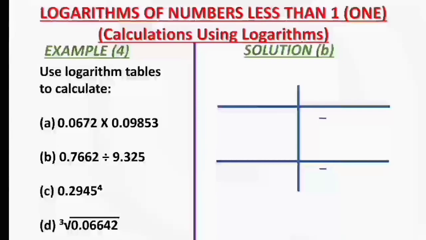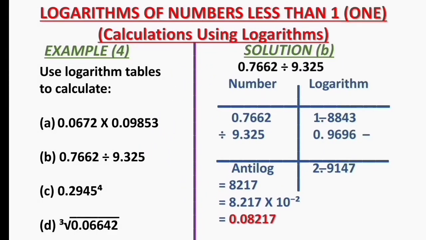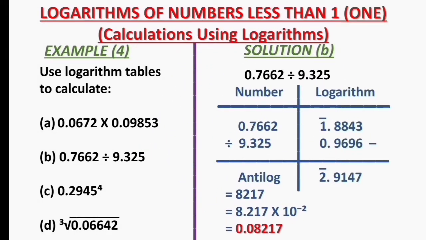In question B, we are dividing numbers. So here, we are dividing 0.7662 by 9.325. We look for the logarithm of the numbers. Then to perform our division using logarithms, we subtract the logarithms. So subtracting the logarithms, we are going to get about 2.9147. Find the antilog of that result. Should give us 0.08217. The answer to question B is 0.08217.